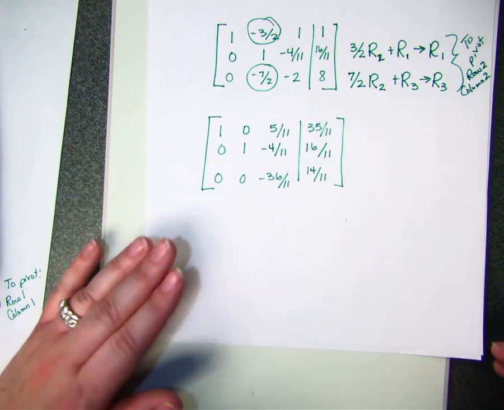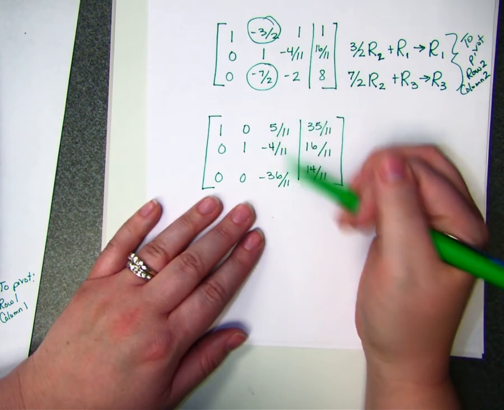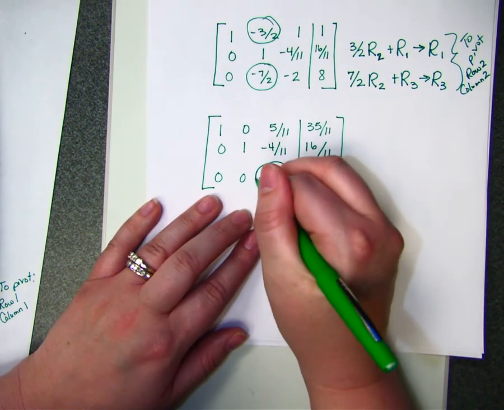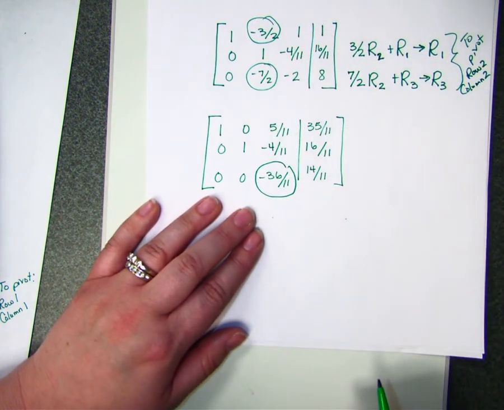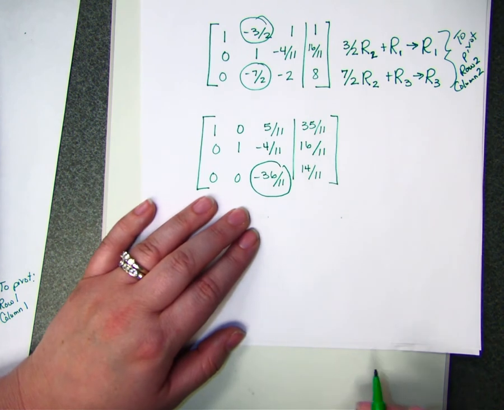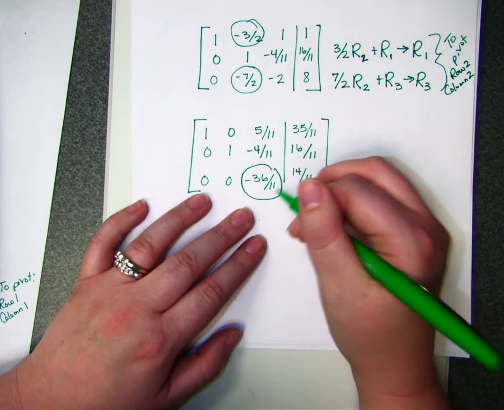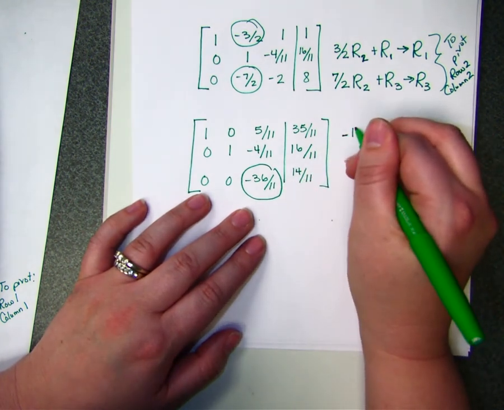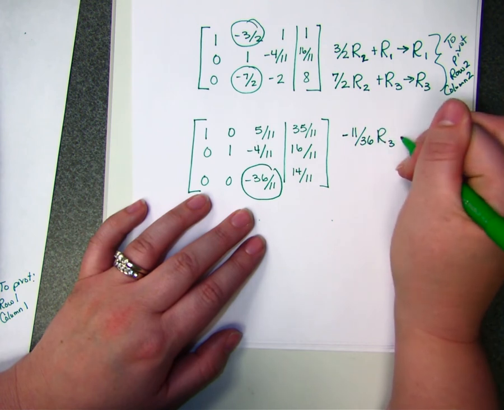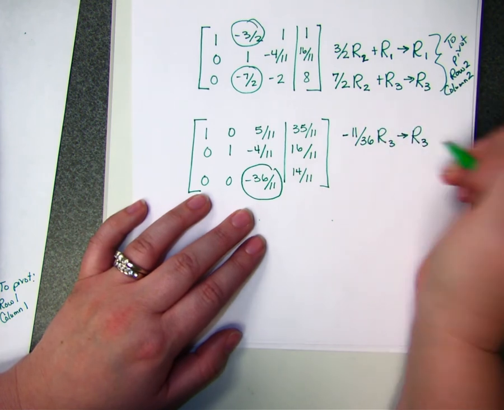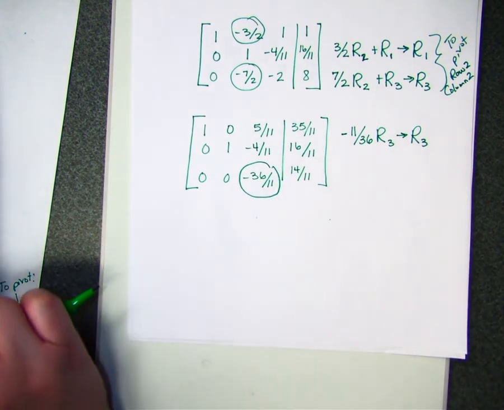Okay, so we're almost done. All we need to do is take care of this last column. So we've started a new column. The first thing we're going to do is get a 1. So we need 1s in the diagonals. How do we get a 1? We multiply by the reciprocal. So the reciprocal, or flip fraction, of negative 36 over 11 is negative 11 over 36. We don't change the sign, we just change the fraction itself. So multiply that row by its flipped fraction.